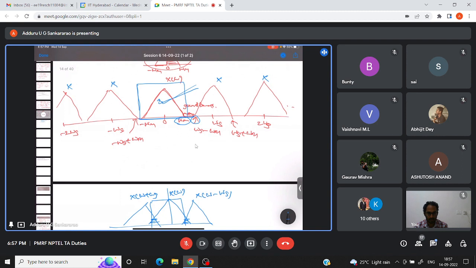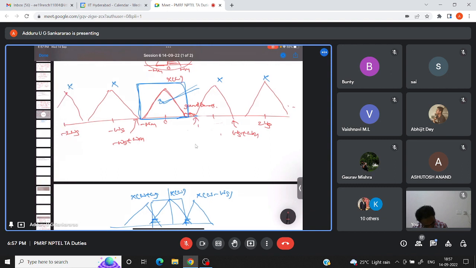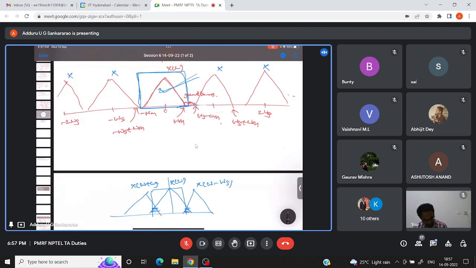So without overlapping, if you want to extract only x of omega and reject all other harmonics, what is the condition? The lower edge of this should always be greater than the upper edge of this. Then only we can recover. The lower edge of this is omega s minus omega m, and the upper edge of this is omega m. There should not be any overlap, then only we can retrieve the signal. For that, omega s minus omega m should be at least more than omega m. So omega s is greater than or equal to 2 omega m. This is called the Nyquist rate.